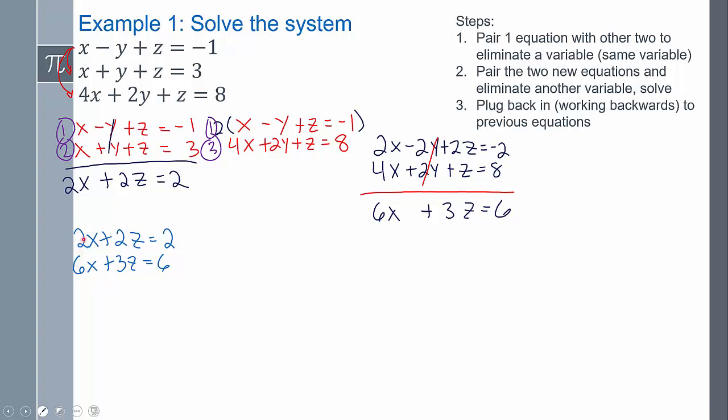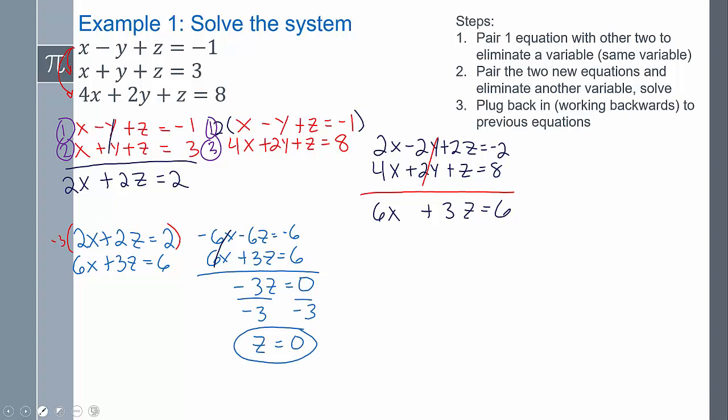For these to be opposites, it would still be 6, but I would only have to multiply the top equation by a number, and that's negative 3. So I'm going to multiply the top by negative 3, and so now if I distribute, negative 6x minus 3z minus 6. Now I compare these equations together, and so when I add them together to create a new equation, I get negative 3z equals 0. Divide both sides by negative 3, I get z equals 0. So now I have one of the variables.